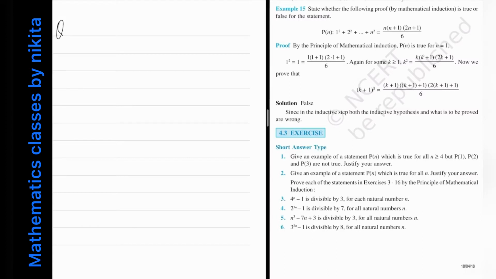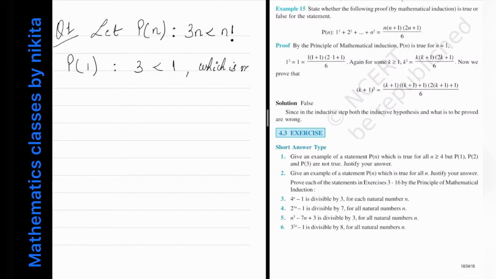So question number 1, let P of n be the statement that 3 to the n is less than n factorial. Okay, so this is the statement. Now let us check what is P of 1. P of 1, that means you put n equal to 1. So what you will get? 3 is less than 1, which is not true because 3 is greater than 1.